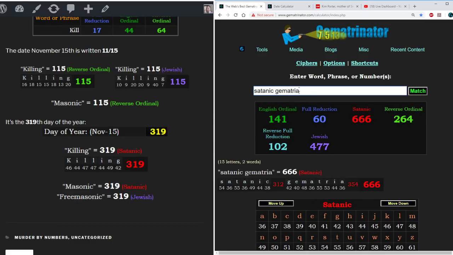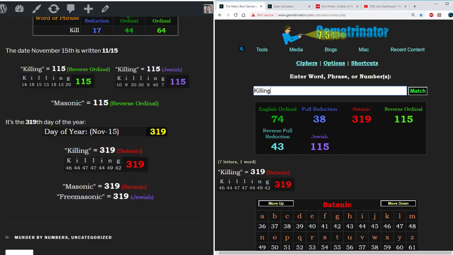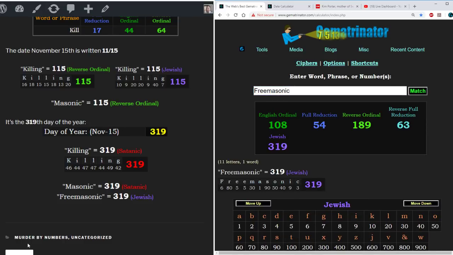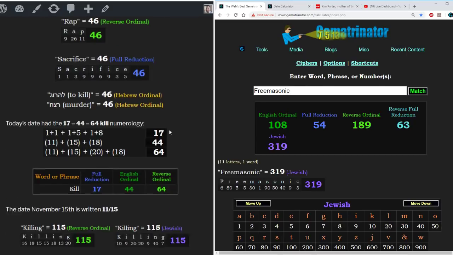In Satanic Gematria, where Satanic Gematria sums to 666, this another significant cipher to the language, the word killing sums to 319, just like the word Masonic, 319. In fact, the word Freemasonic equals 319 in Jewish. Today's date, November 15th, is the 319th day of the year.